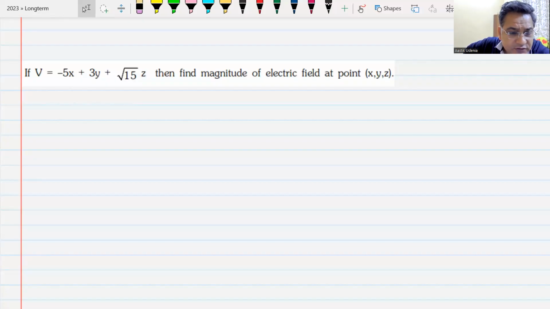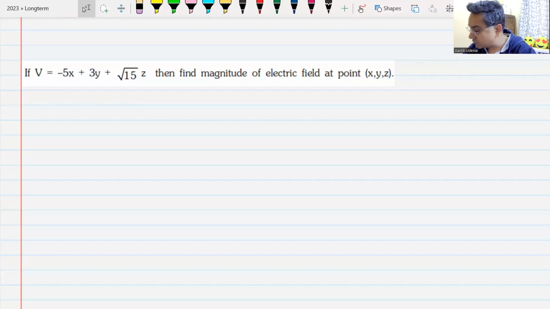Then this is our next question, just to make you understand how to do this. If potential is given as a function like this, minus 5x plus 3y plus root 15 z, find the magnitude of electric field at the point x, y, z, at any point x, y, z. I'll give you a minute to give me the answer.